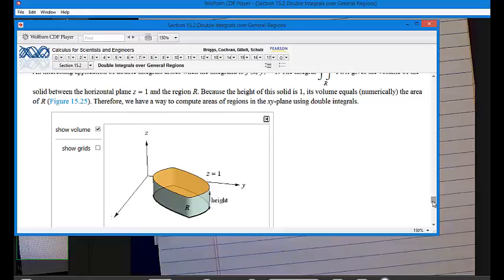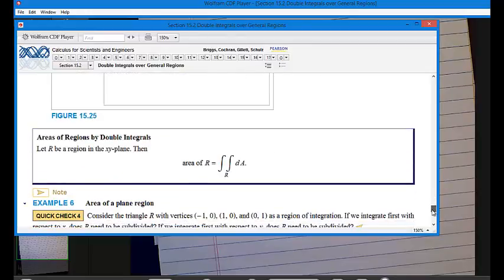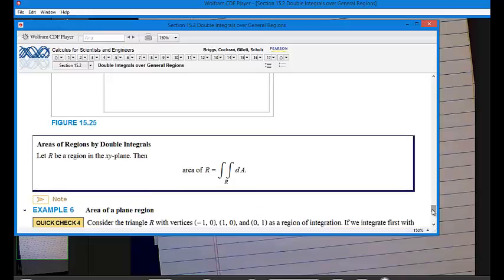Ta-da! What is that? That's the surface z equals 1, right? And if you think about z equaling 1, the volume of this surface is exactly the same as the area of the region, right? So you can think of, if I have to find the area of the region, I'm just going to integrate 1 with a double integral. Here's your formula. Right? So let's do it.